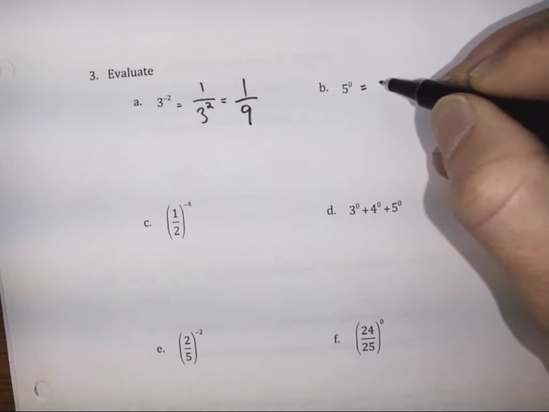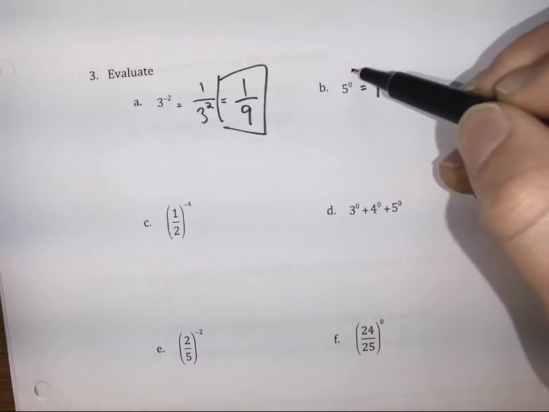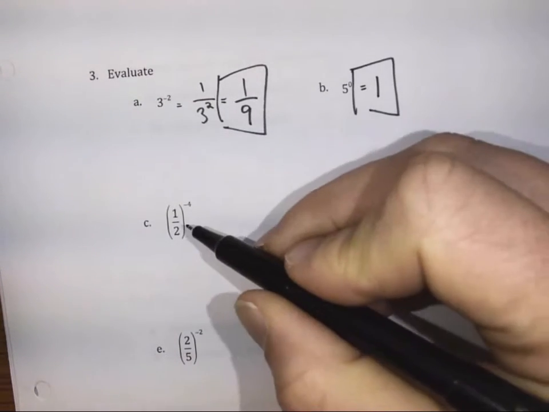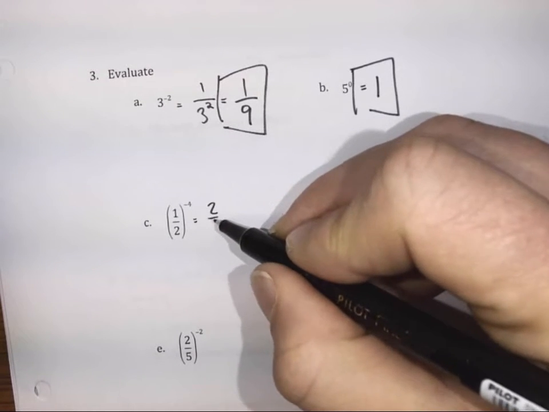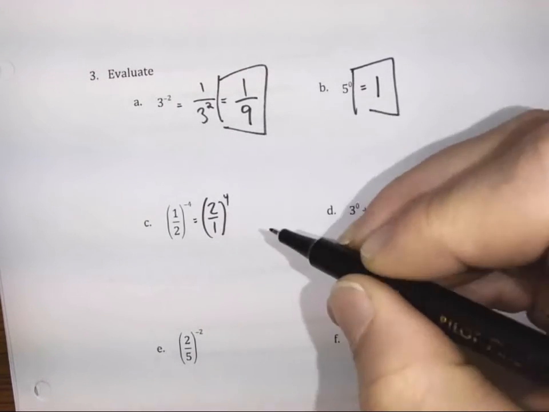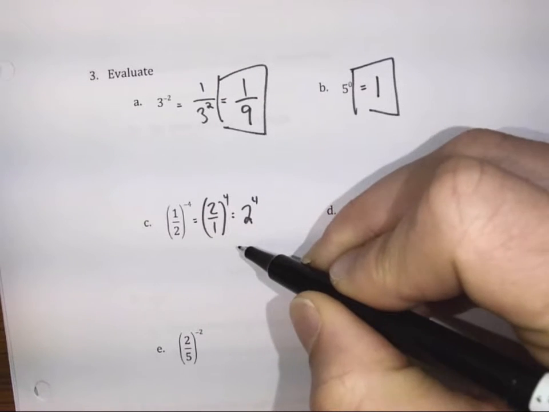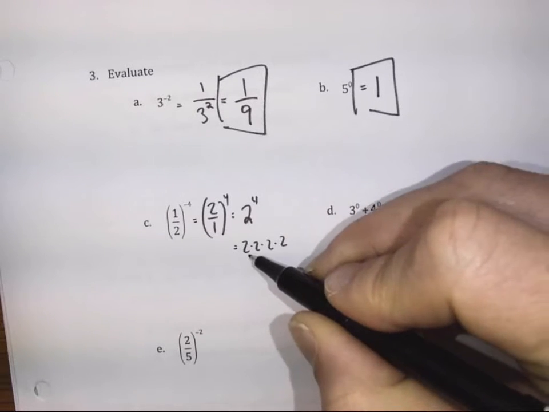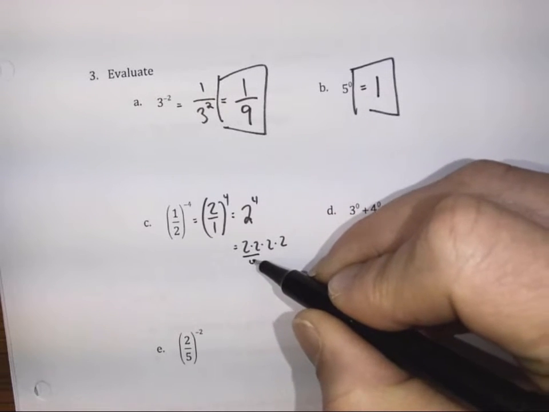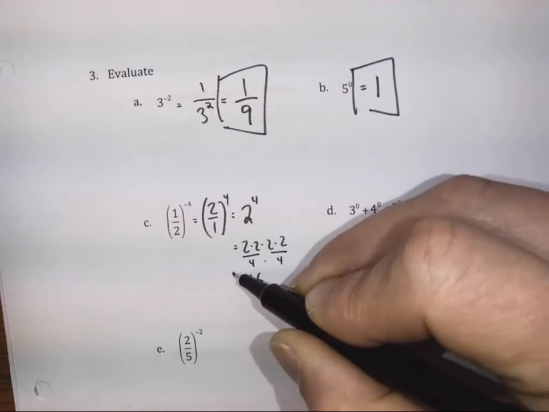5 raised to the power of 0. Anything to the power of 0 is just 1. So that's nice and easy. All right. 1/2 raised to the power of negative 4 is the same thing as 2 over 1 raised to the power of 4, which is the same thing as saying 2 to the power of 4. And that's 2 times 2 times 2 times 2. And if that's confusing to think about, I can think that's 4 times 4, which is 16.